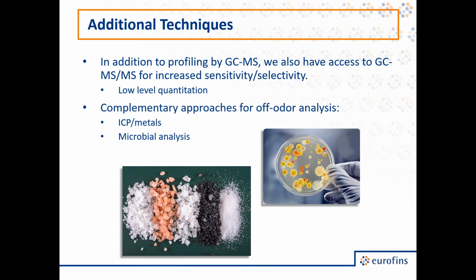Additionally, we have other complementary approaches. These include metals analysis. If we don't find something different in profiles during off-odor analysis with GC-MS, sometimes we turn to metals analysis, since metals can be a source of off-odors in different products as well. We can also do microbial analysis if we suspect fermentation or other types of bacterial growth. And in this case, we can confirm and ID potential microbes that might be causing the problem.